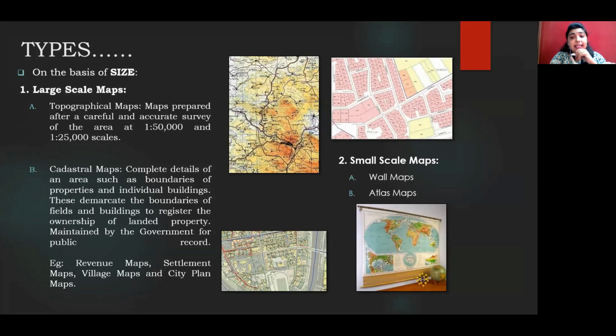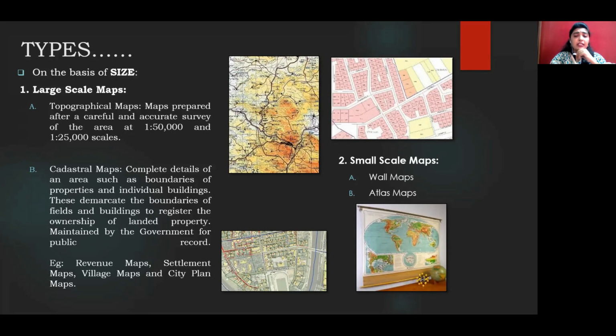which brings us to the first type on the basis of size, which is large scale maps. Now, large scale maps are generally the topographical maps or the cadastral maps. We all know what topographical maps are. These are carefully surveyed maps which are drawn to scale majorly at 1 is to 50,000 and 1 is to 25,000 scale. So, very detailed maps which are generally used by the military people.